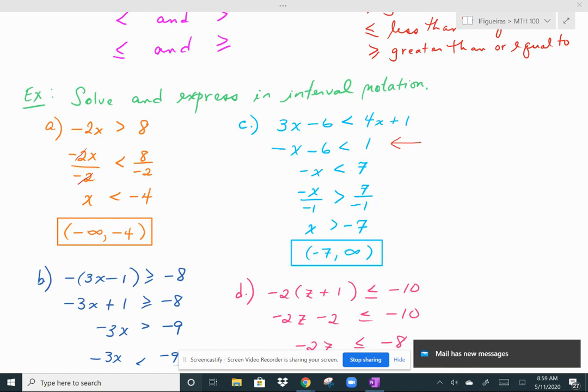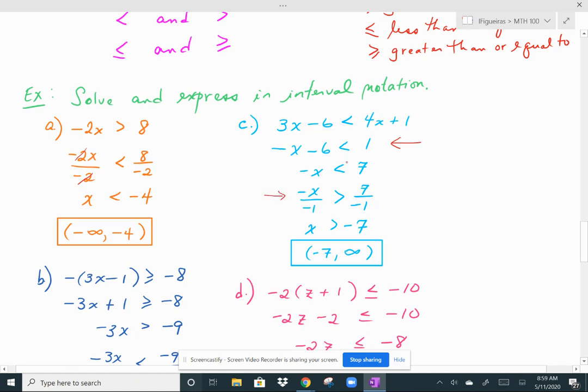Then add 6 to both sides, so you get negative x is less than 7. Then here, I don't want negative x, so I'm going to divide both sides by a negative 1. So my less than turns into a greater than, and you get that x is greater than negative 7. Okay, and in interval notation, that's the interval from negative 7 to infinity. Again, greater than means that numbers are getting larger and larger. Don't include negative 7, so put parentheses around the interval.